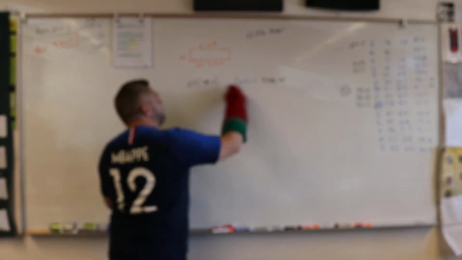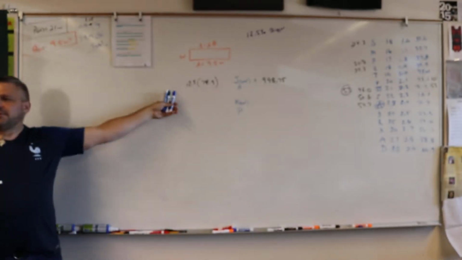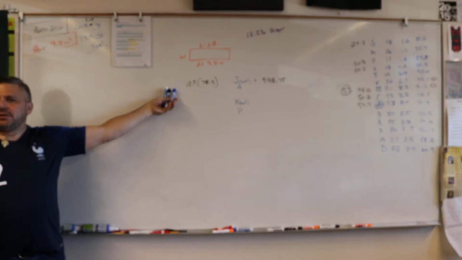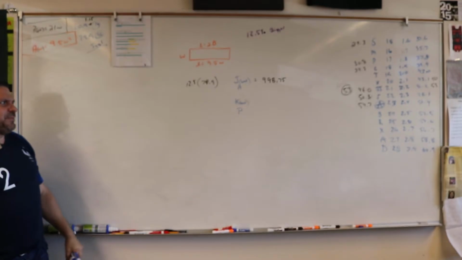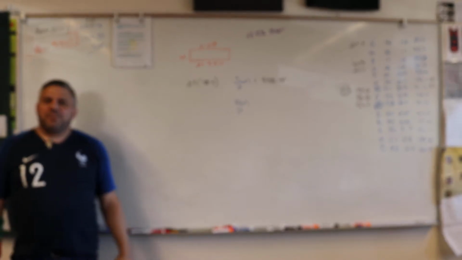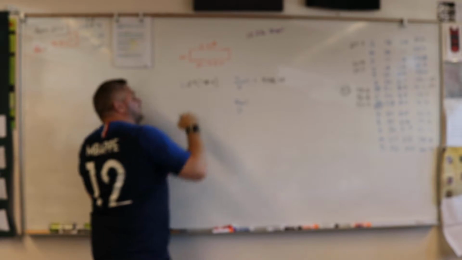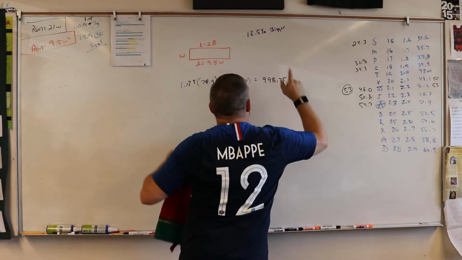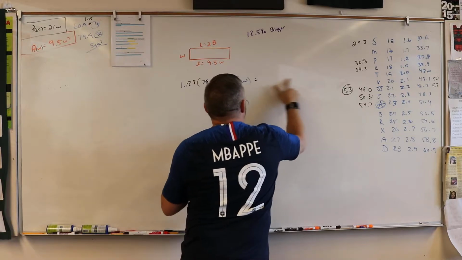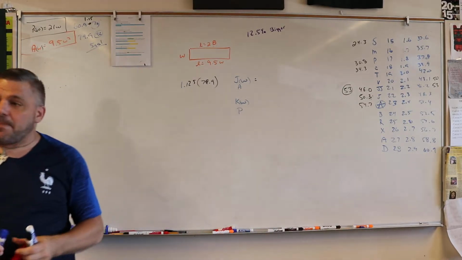Alright, but what did I do wrong? You didn't multiply the right percent, did you? No, I multiplied by 12.5, not 12.5%. I'm supposed to multiply by 1.125, right? And that's going to change it a big deal.